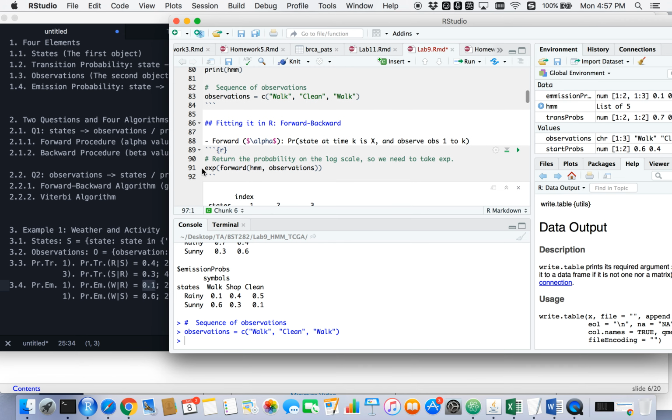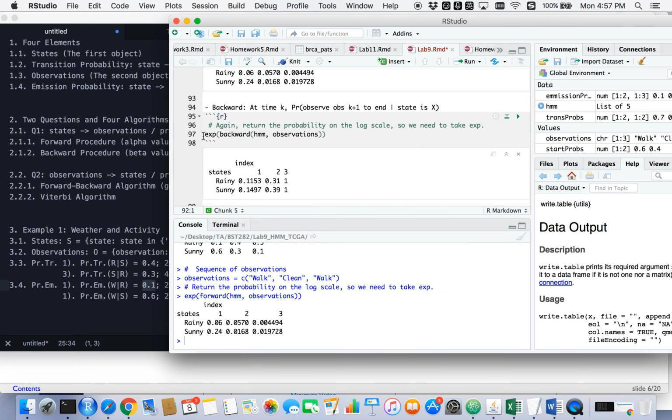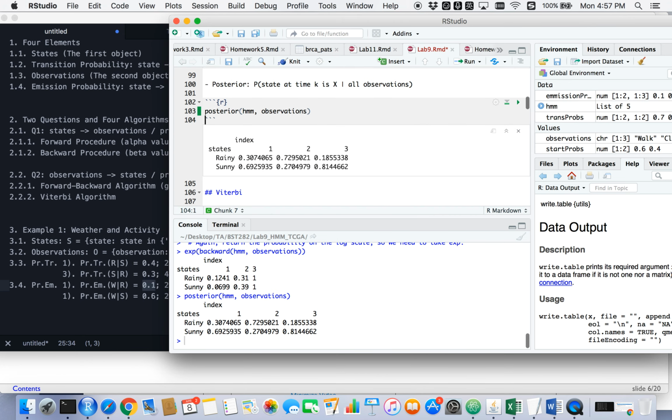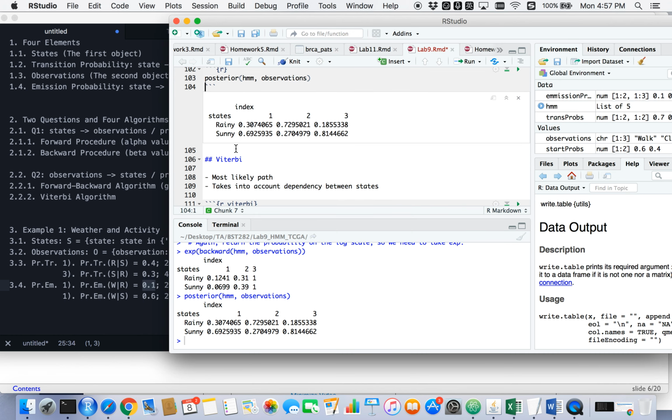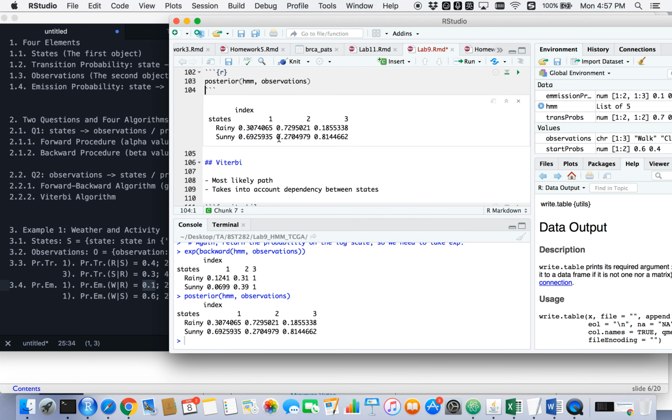First we do the forward algorithm to calculate the alpha values, and then the backward algorithm to get the beta values, and calculate the gamma value with the posterior command, followed by the hidden Markov model and also the observations. Then, based on the posteriors, it gives you the chances of being sunny on Monday, Tuesday, and Wednesday, and also the chances of being raining on Monday, Tuesday, and Wednesday.